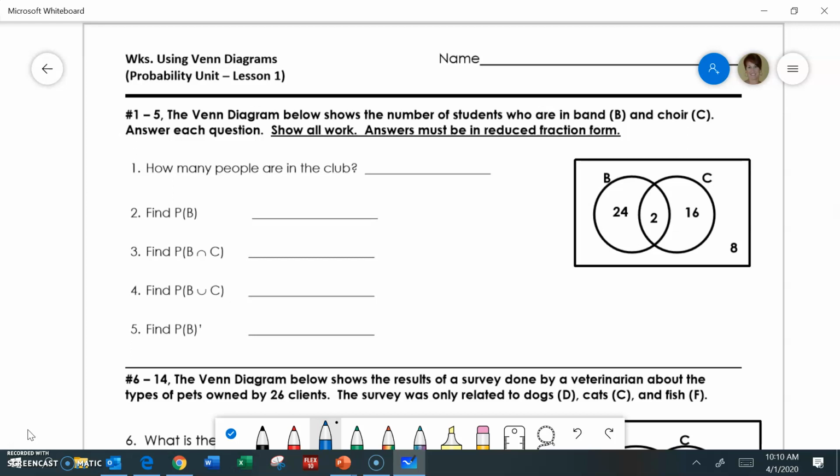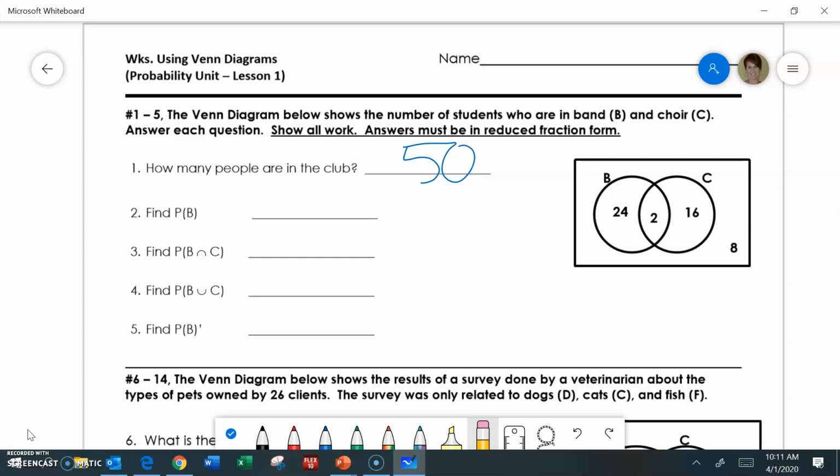And I noticed a lot of you got this really first question wrong because it says how many people are in the club. So here's the deal. You cannot just look right here. You have to also realize that those are the people that are in band and choir, or obviously in this middle section, they're taking both, but you cannot leave out the 8. So if you add 24 to 16 and 8, your first answer should have been 50 people, okay? So make sure that you did not have just 42.